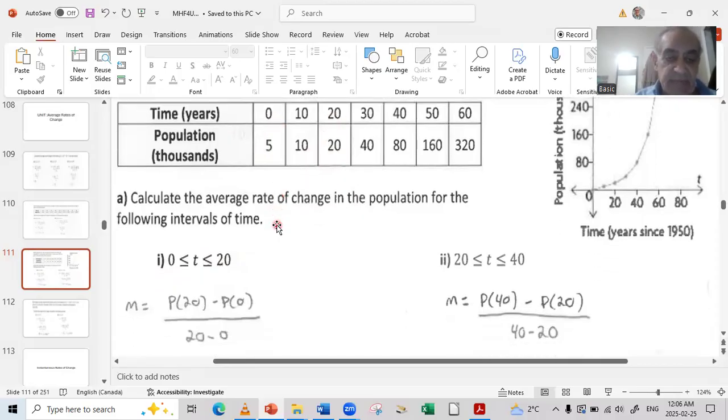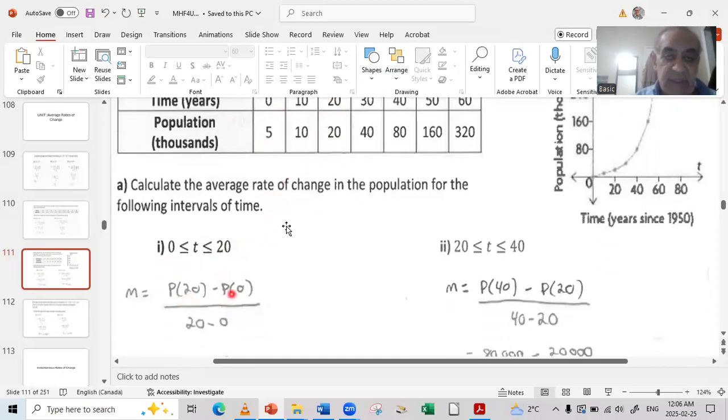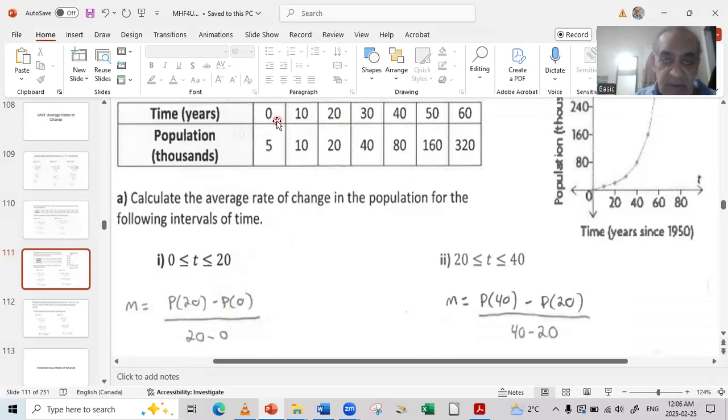Look at this, what will happen? Okay, P20 minus P0 over 20 minus 0. Here we say 20 minus 5, divided by 20 minus 0. Calculate the average rate of change in population for the following interval between 20 and 0. Okay, here, the interval between 40 and 20.